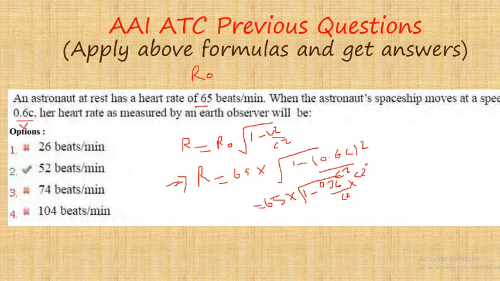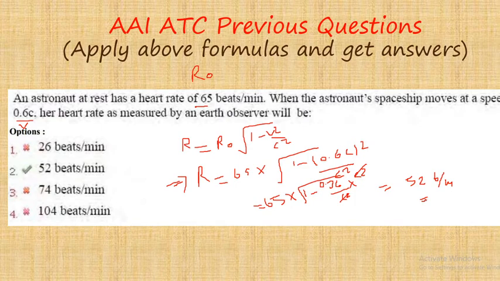So this is what, C square will get cancelled. So you just need to do the calculation. Once you do the calculation, you will get 52 beats per minute. So this is the answer. I hope it's clear now. Let's move to the next. Let's see what we have.